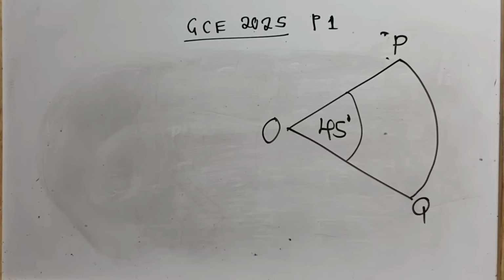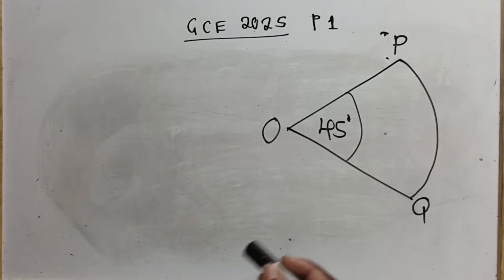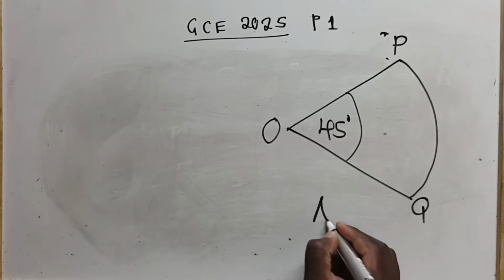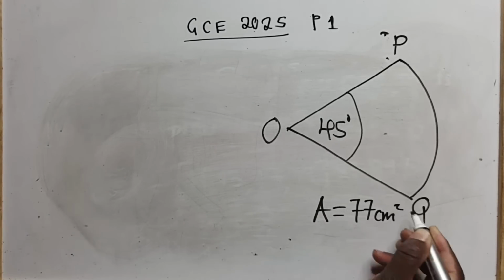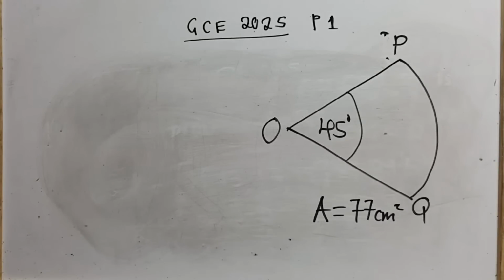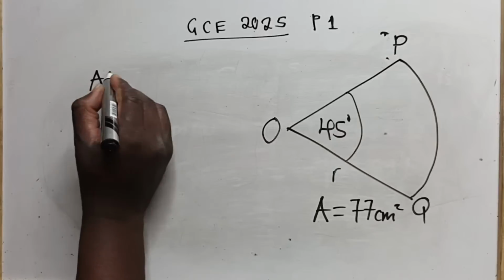So here, since they've given us in the question an angle here, you can see that angle. They have also given us area. So they're saying the area of this sector is 77 centimeters squared. And they say find or calculate the value of r. So they want us to find the radius. So we're going to use the formula for finding the area of a sector.